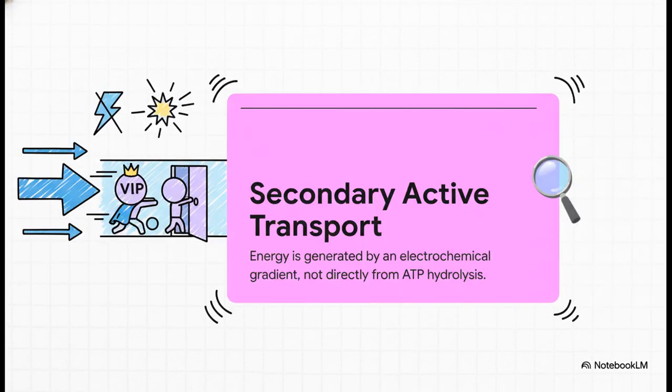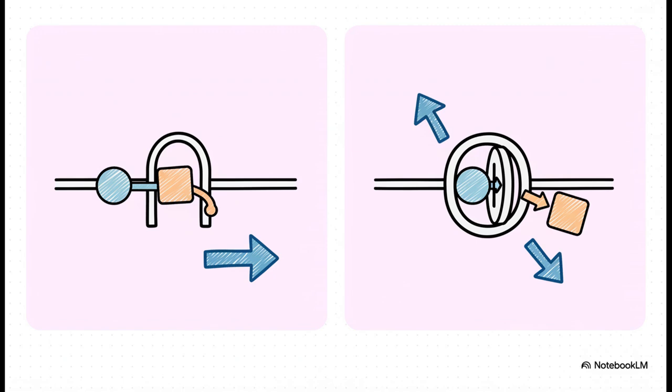Okay, so the second way to pay is a bit more clever. It's called secondary active transport. Instead of spending that ATP cash directly, this process hijacks the energy that's already stored in that gradient we just built. It's kind of like using the momentum of one VIP rushing through the door to sneak another person in right along with them. And this comes in 2 main styles.